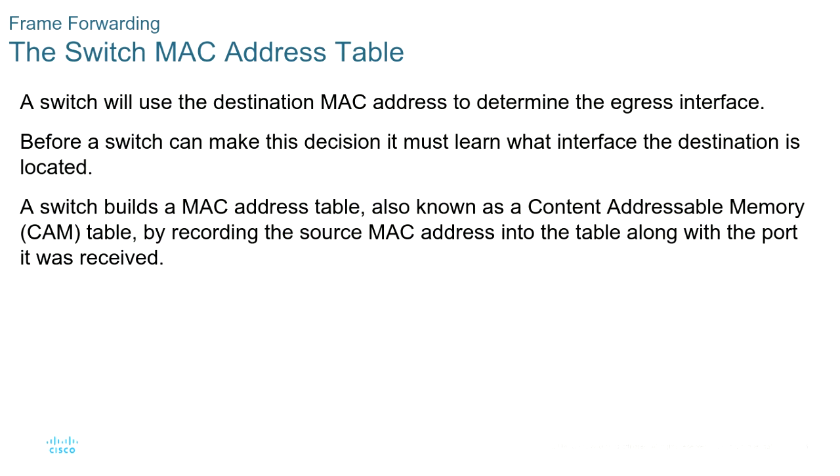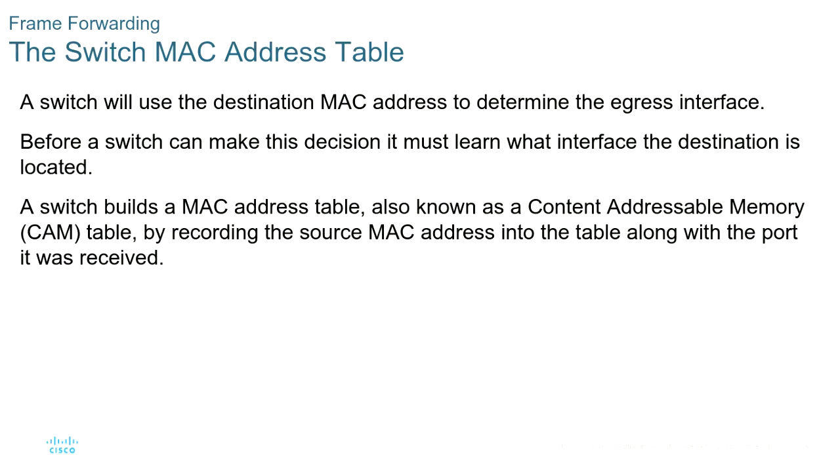Before the switch can make that decision, if it doesn't learn which interface the destination is located on, it's going to have to flood the frame to all the other ports. This MAC address table is sometimes called a content addressable memory table, or CAM table. The MAC address table, CAM table, is just another term for exactly the same thing.